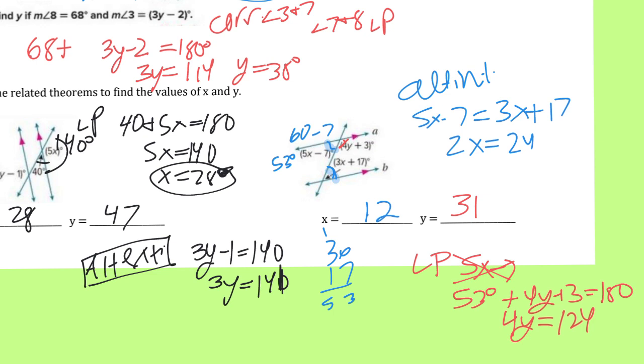So we could find the measure of the angle by doing 4 times y and adding 3 to get the answer. We're using these theorems and postulates and also the converses. If you know two angles are congruent, you can say that the lines are parallel as well. But we're going to be hinting at that today.